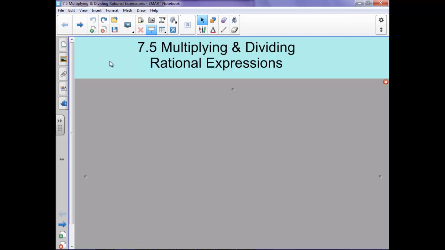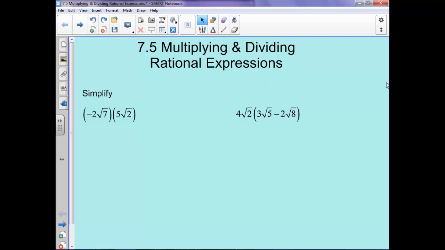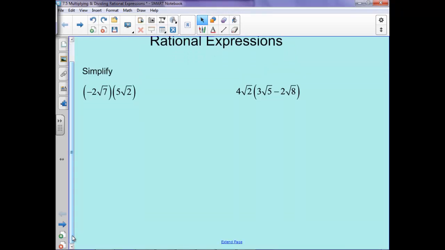So this section is multiplying and dividing rational expressions. So multiplication and division are actually going to work the same way as it did before when we had like 2x times 3x. So if you remember, when we had 2x times 3x, we did 2 times 3 is 6, and then x times x is x squared.